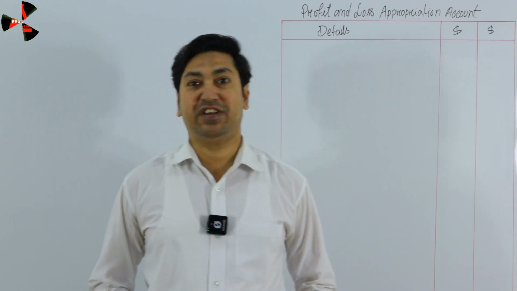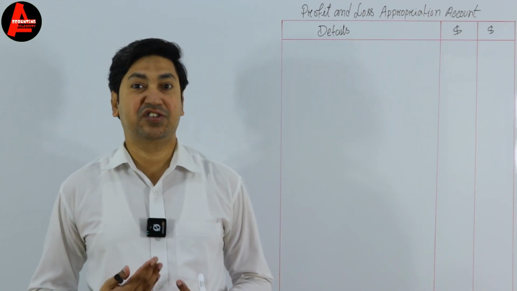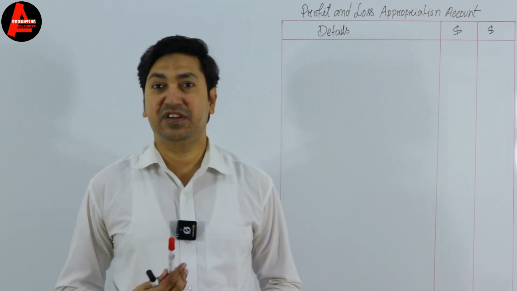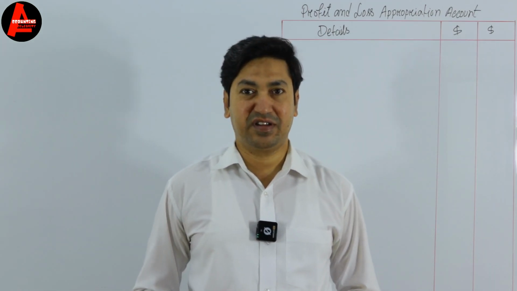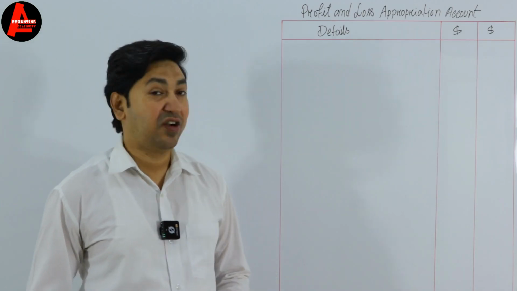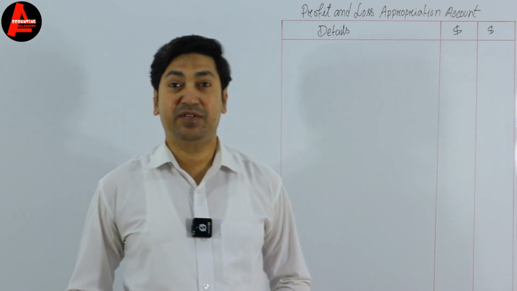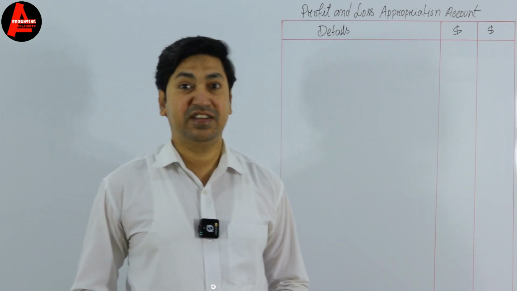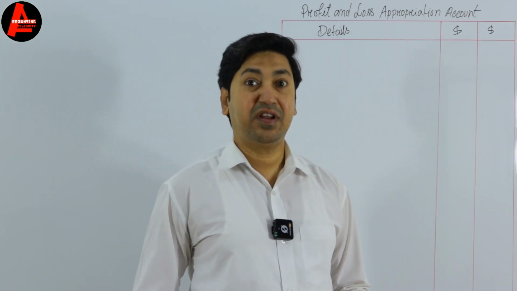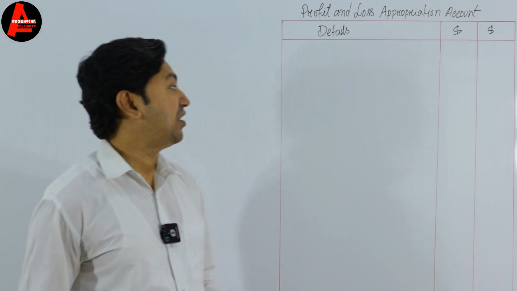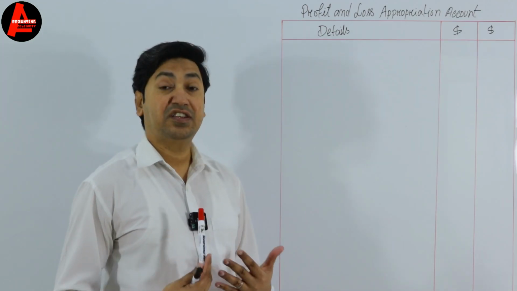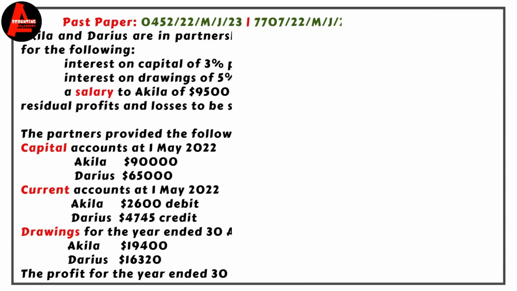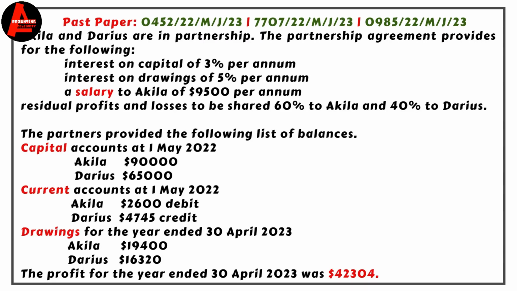Profit and loss appropriation account is our tutorial today. This account is a part of the partnership account chapter. To prepare this appropriation account, I have taken a question from a 2023 O-level IGCSE accounting past paper. I will show you here how to answer this question step by step. Before we write up here, let us have a look at the question.